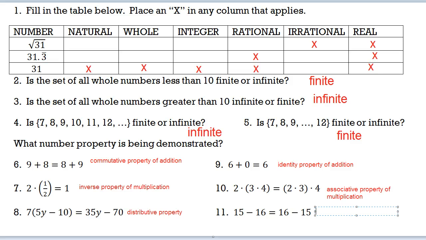And number 11. 15 minus 16 equals 16 minus 15. That's a trick question. It's wrong. That's not true. 15 minus 16 is negative 1. 16 minus 15 is positive 1. The commutative property works for addition. It doesn't work for subtraction. It works for multiplication, but it doesn't work for division. So you have to be really careful with these things.